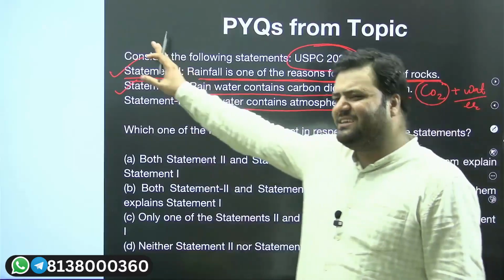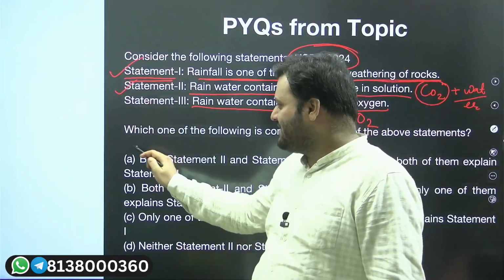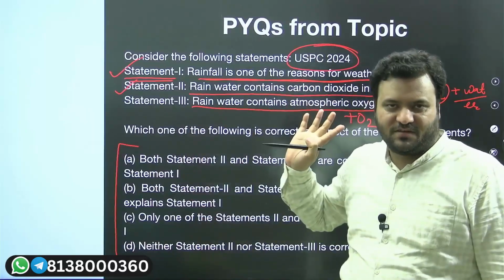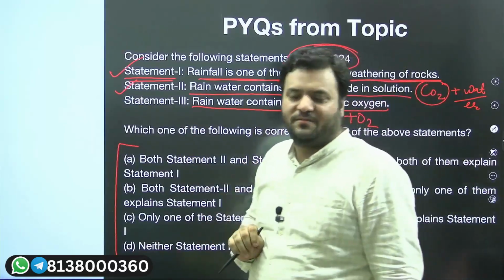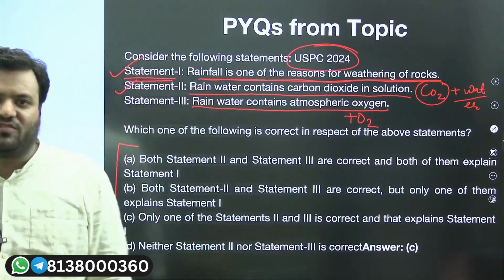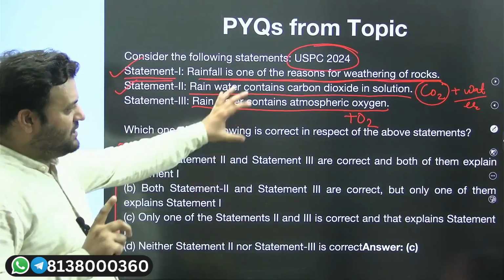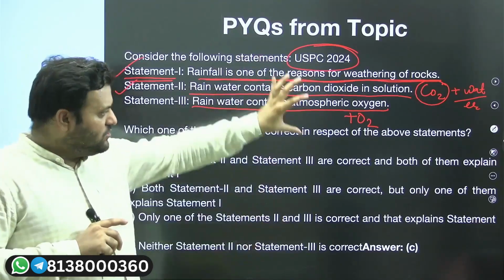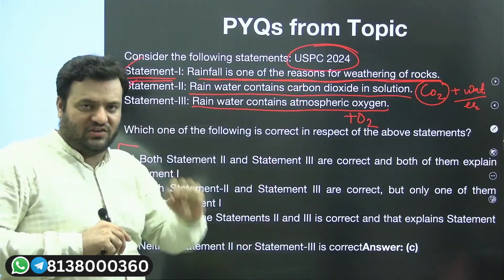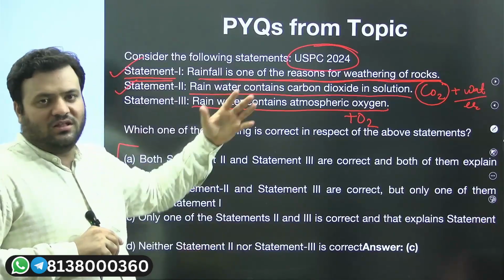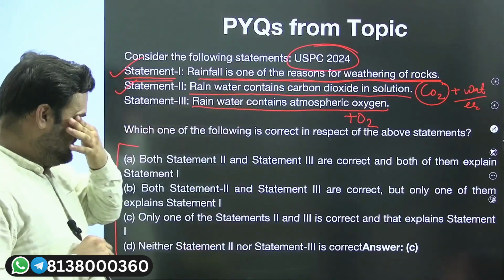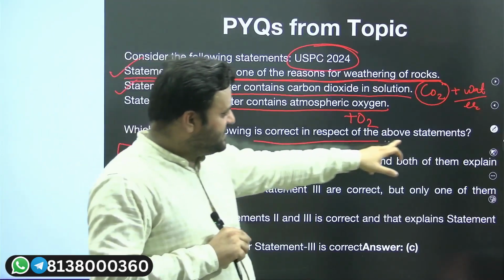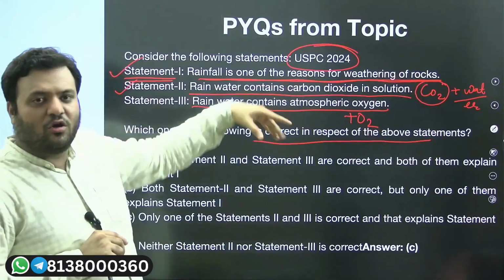UPSC though asked a very simple question, but UPSC made this question very tough with respect to the combination of options. You have to focus on the options. If you see the options, then you have to arrive at a pattern with respect to the interrelationship of all these statements, or how these statements could be linked with each other, with respect to the specific processes. So which one of the following is correct with respect to the above statements? You have to go for the combination.